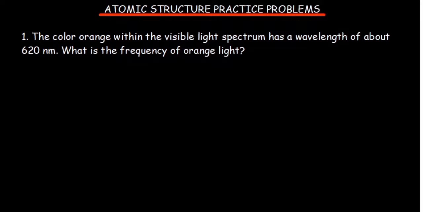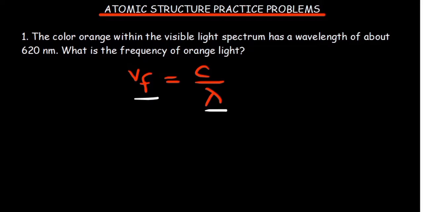The color orange within the visible light spectrum has a wavelength of about 620 nanometers. What is the frequency of orange light? So we need to understand that when you're talking about wavelength and frequency, these two are inversely proportional, meaning that as you increase frequency, wavelength is going to be decreasing. So this is the equation that we look at when we are trying to understand the relationship between the frequency and the wavelength.